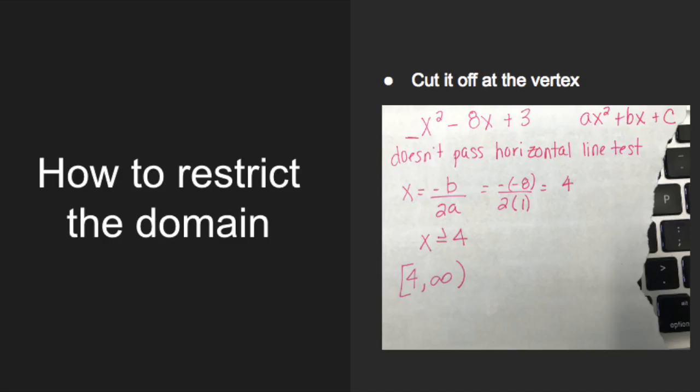How to restrict the domain. To restrict the domain, you want to cut the graph off at the vertex. This will make it pass the horizontal line test. Below is an example of how to change your equation so that it passes the horizontal line test.